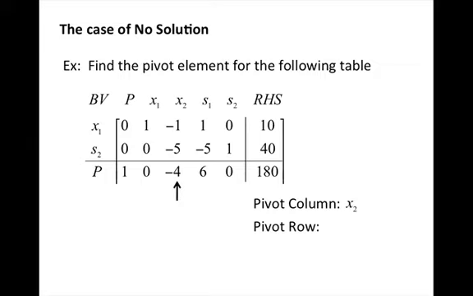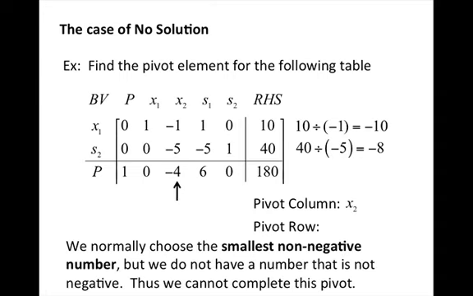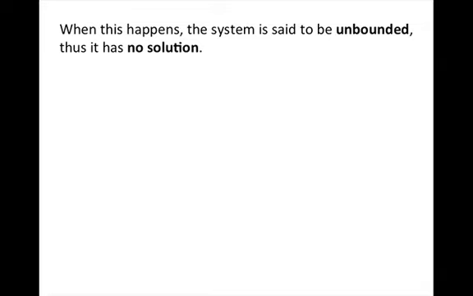Now to find my pivot row, I divide the right-hand side by my x sub 2 values. So 10 divided by negative 1 is negative 10. 40 divided by negative 5 is negative 8. We normally choose the smallest non-negative value, but this time we don't have a number that's not negative, so we can't complete the pivot. When this happens, the system is said to be unbounded and it has no solution.